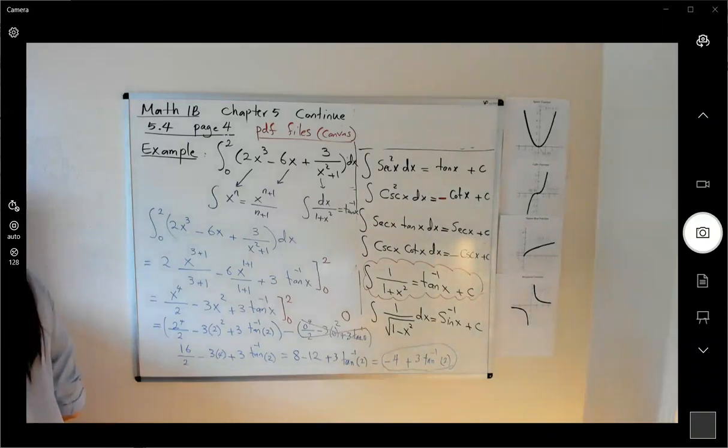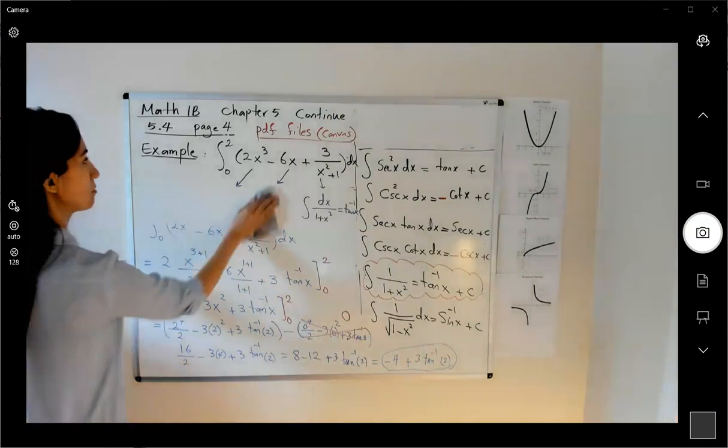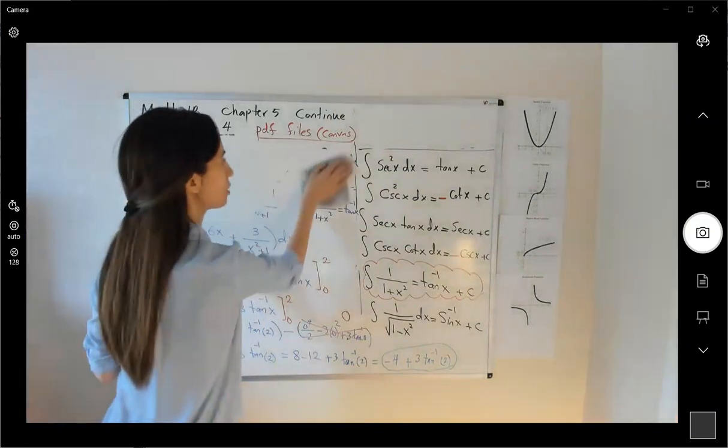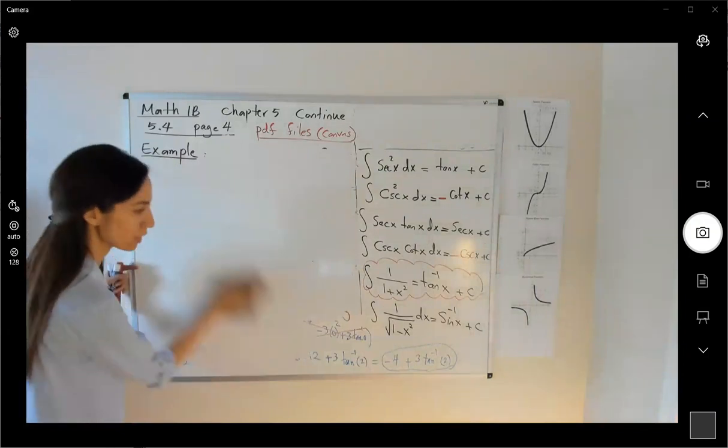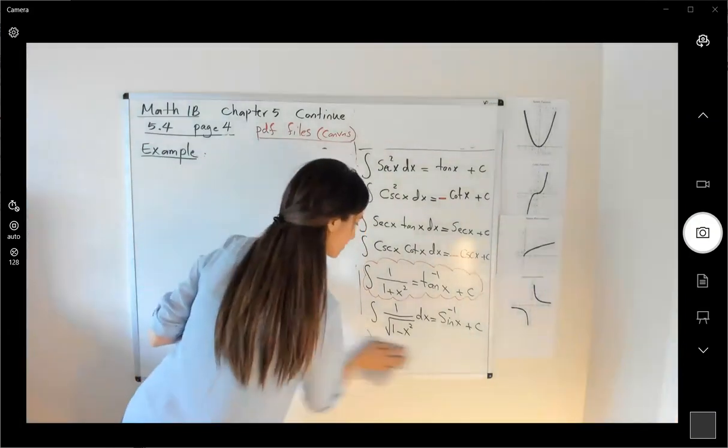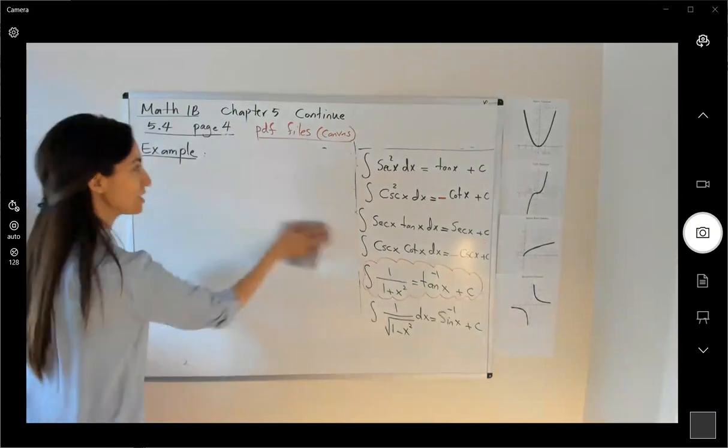Next example is on page 4. Let's go here. Going over all details so you feel comfortable about taking the integrals.